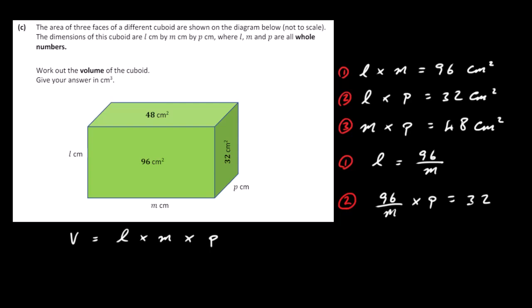So what I can do is just rearrange that in terms of m or p. I'm going to rearrange it in terms of p. So I'm going to say p is equal to 32. Now that 96 over m is multiplied, so what I've got to do is divide both sides by 96 over m. To divide by a fraction, you flip it upside down and multiply. So I'm going to multiply by m over 96. So now I've got p is equal to 32 times m over 96.